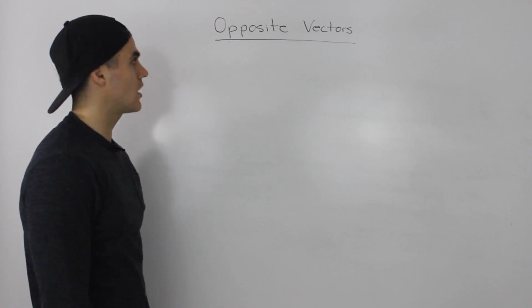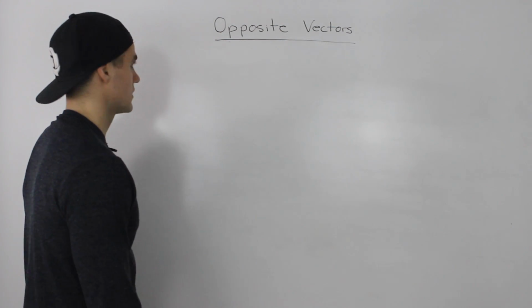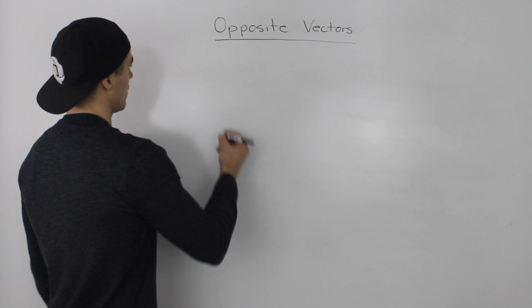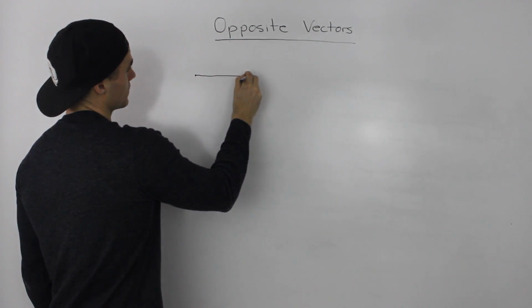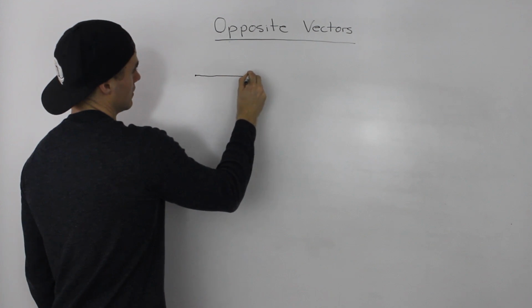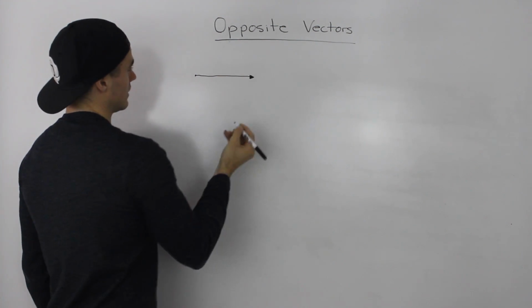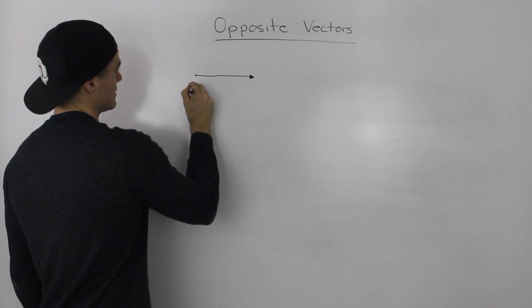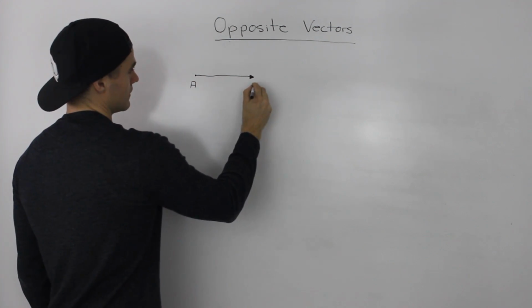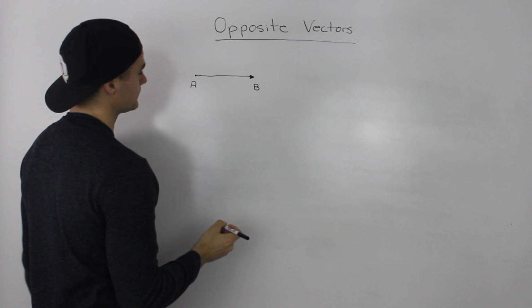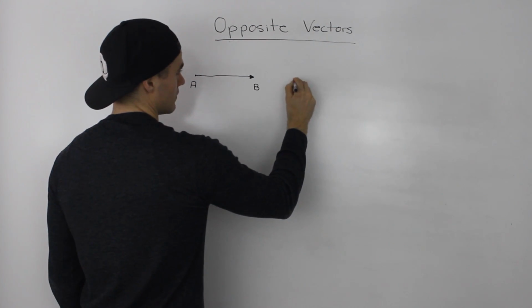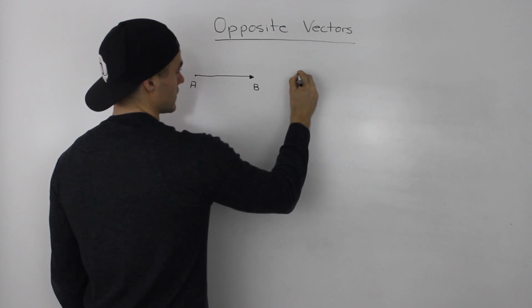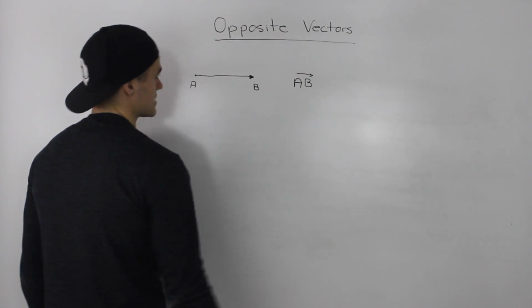So now we're going to be talking about opposite vectors. And let's start off with a scenario. So let's say we have this vector here. Let's say that its tail is A, its head is B. So another way to express this vector, if you remember from the first video, is AB.